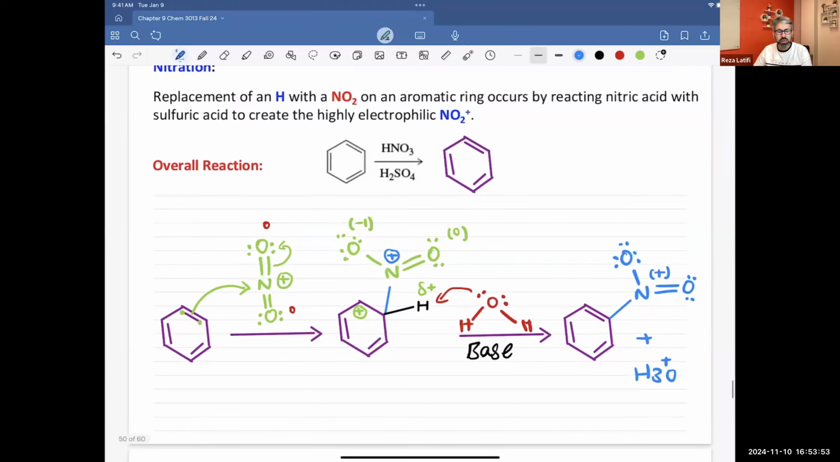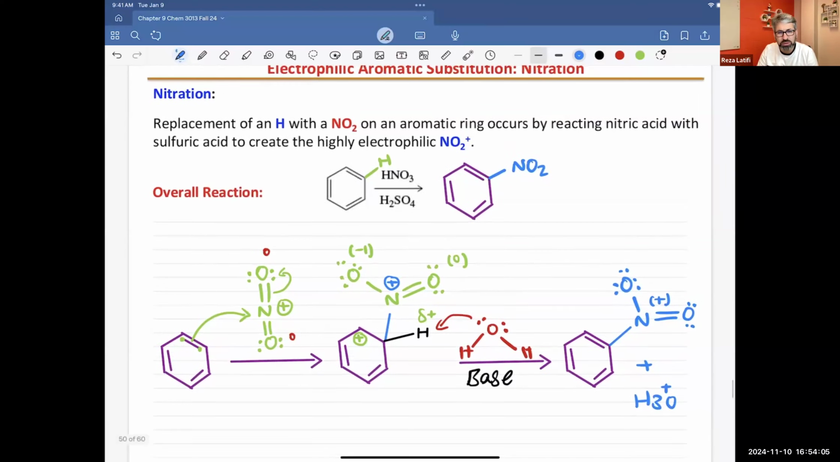So the main product is replacing a hydrogen atom by NO2. And this reaction we call nitration. Okay, the hydrogen atom on a benzene molecule got replaced by NO2, and the correct name for the reaction is nitration.